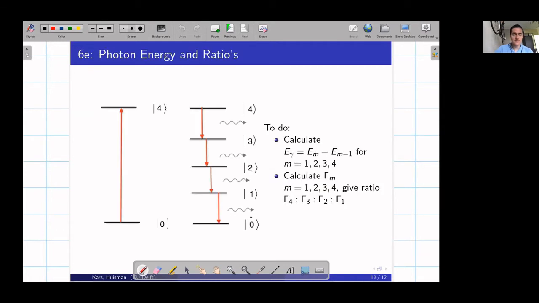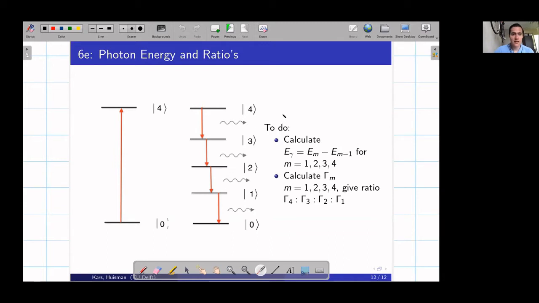Good. And then the last question, the bonus question. So initially you are in the ground state, and then you're excited by some process to the fourth excited state. And from that fourth excited state, you start to emit photons due to this dipole interaction, and you lower your energy. So you go to third, second, first, and then back to the ground state.